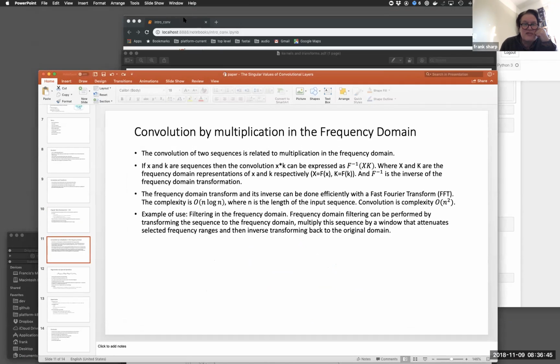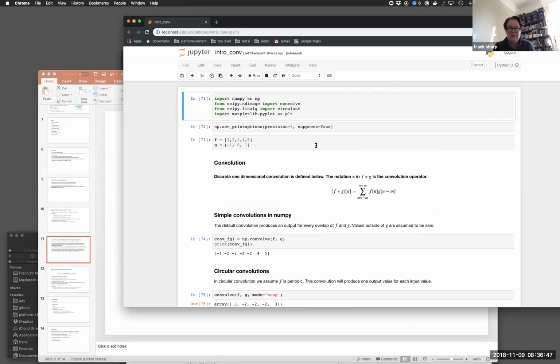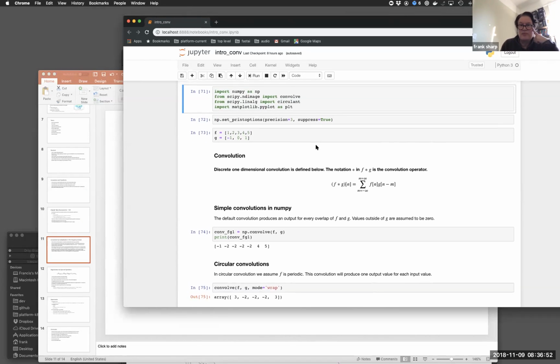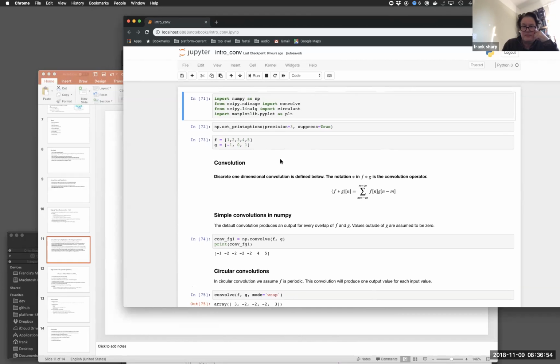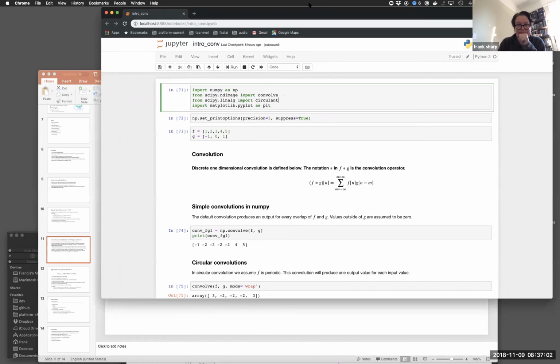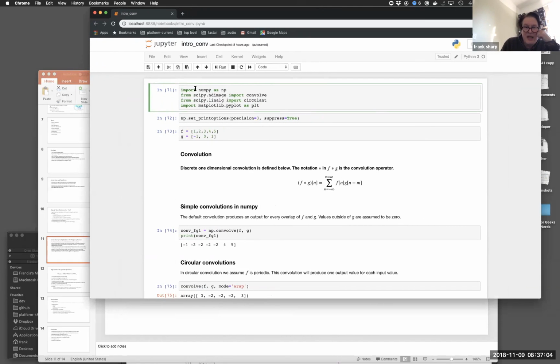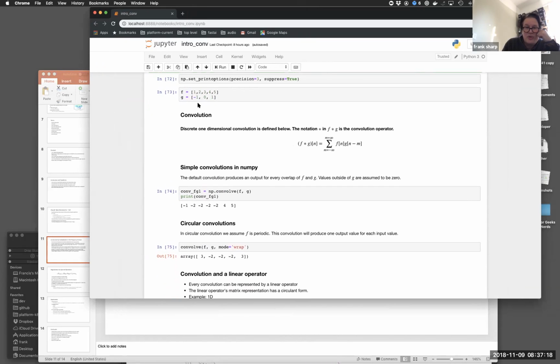It has some stuff in there that I think is useful to play around with. So here it is. It uses NumPy, and a couple of things out of SciPy, and it does some plotting. So it doesn't use much.